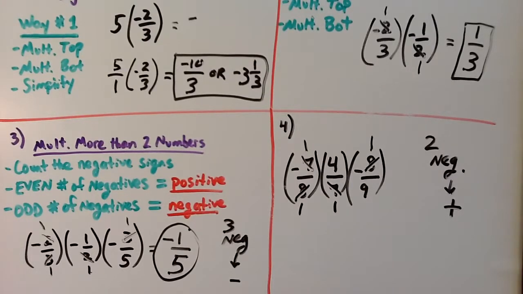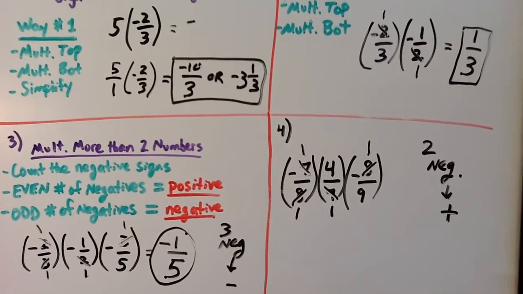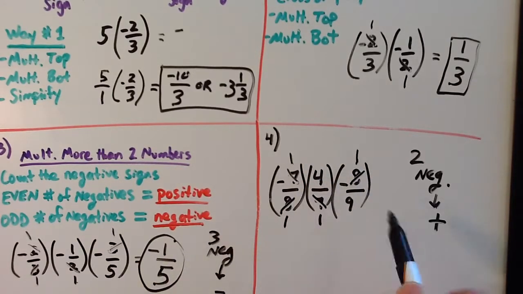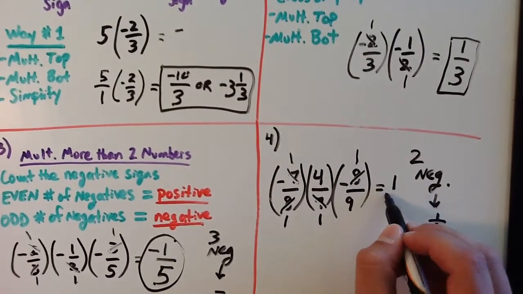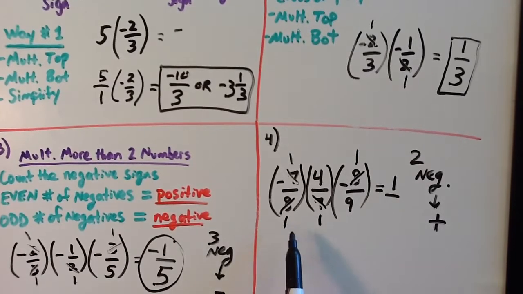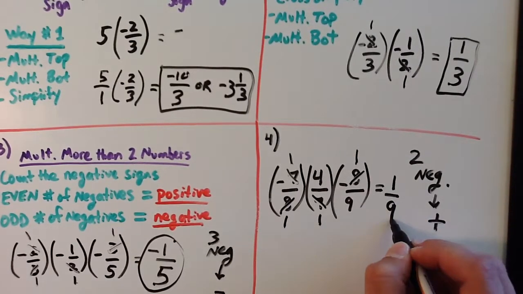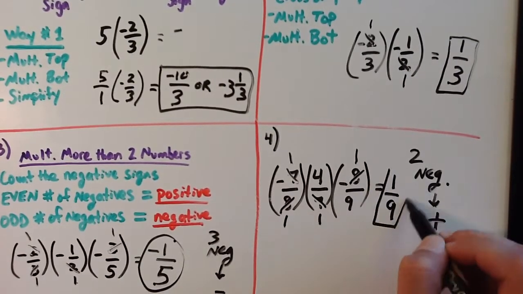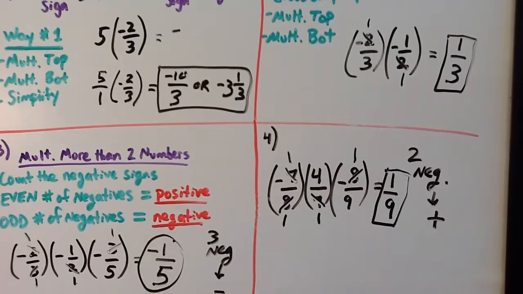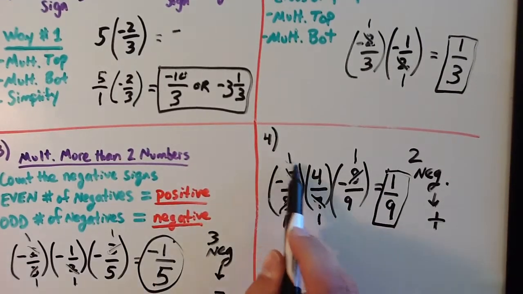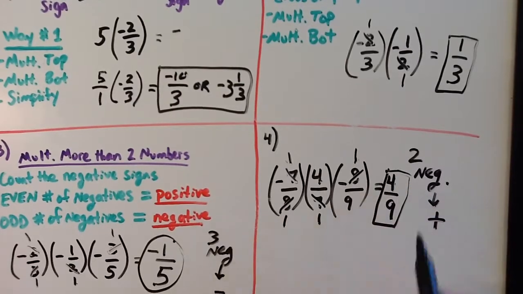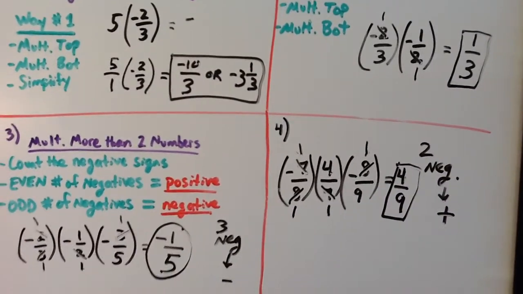I don't see any other place I can cross simplify, and so I'm just going to multiply the top numbers, or the numerators. 1 times 4 times 1, that's the same thing as 1. And on the bottom, or in the denominator, 1 times 9, that is 9. And I said my answer would be positive, so my answer is positive 1/9. Positive 1, oh nope, that's not right. 1 times 4 times 1, that's 4, right? Not 1. So positive 4/9. Always double check your multiplication.